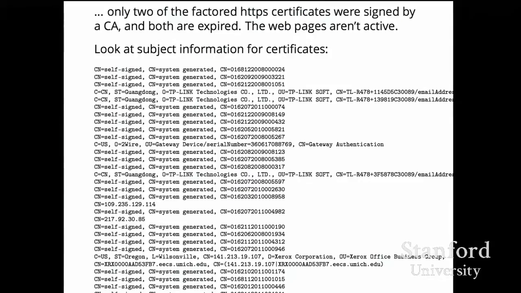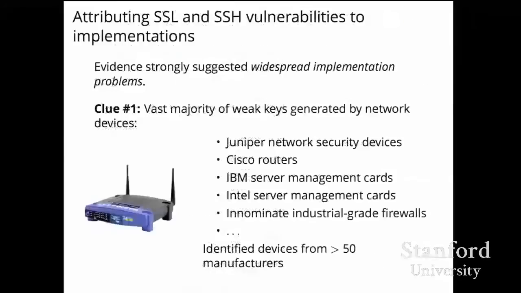If you go and refactor all of the vulnerable keys, they say, okay, self-signed, system-generated, or they identify, here's a printer, there's a router. These are all clearly auto-generated certificates from various kinds of devices that list things like serial numbers. These aren't banks. So this is a clue that what we were looking at was not a widespread, generic problem in crypto implementation.